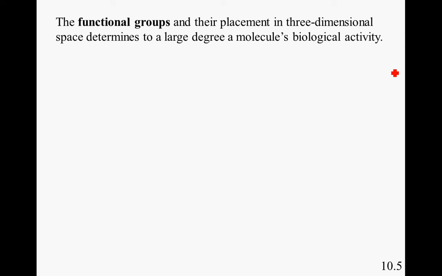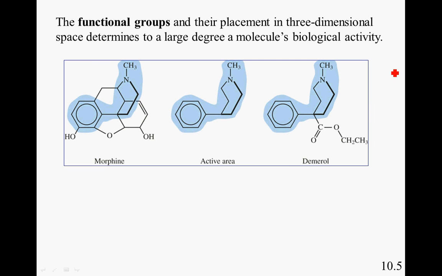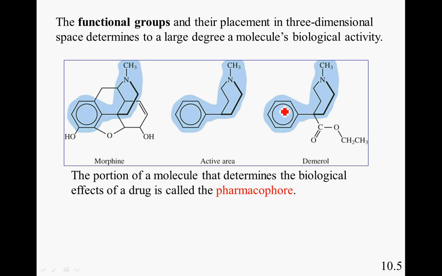Morphine is an excellent example of using a drug's pharmacophore to its advantage. The functional groups and their placement in three-dimensional space determine to a large degree the molecule's biological activity. Notice the areas shaded in blue all have the same approximate shape. This is the shape that fits into the cell membrane's receptor sites.